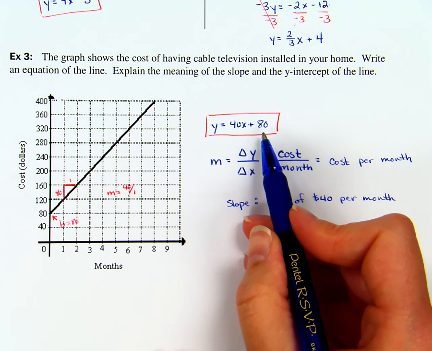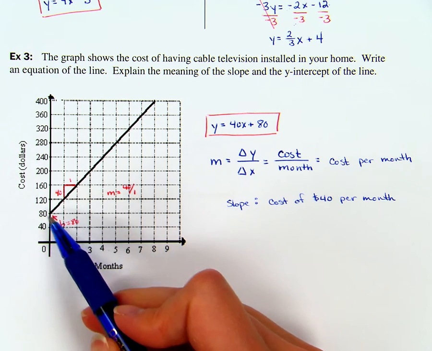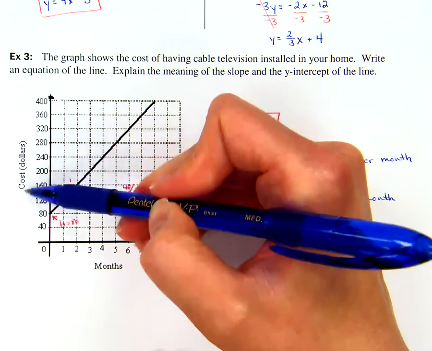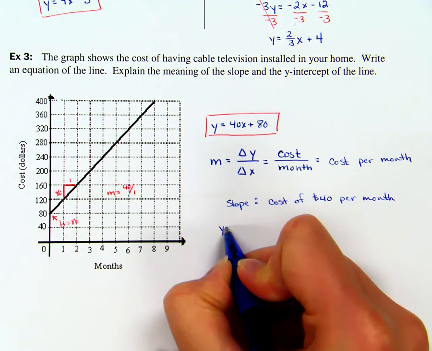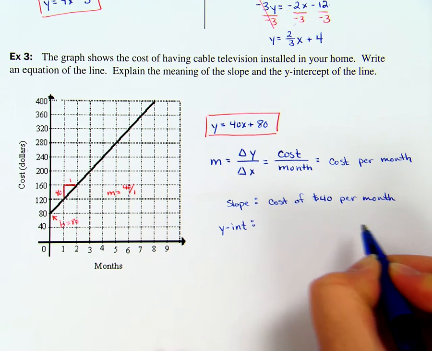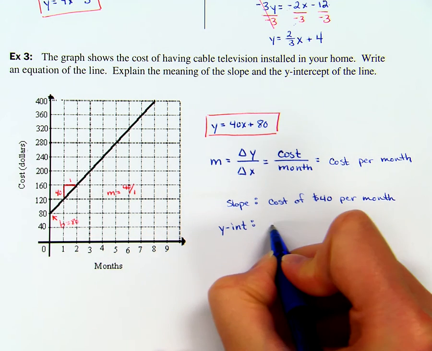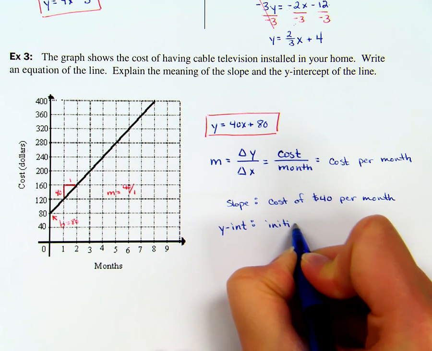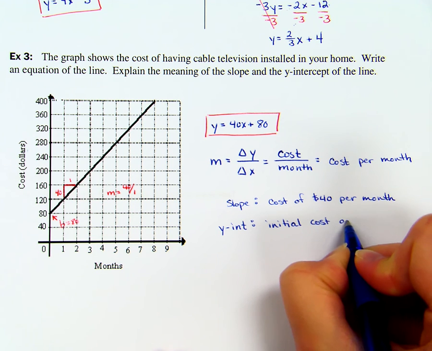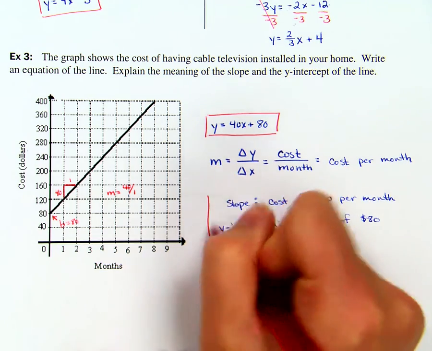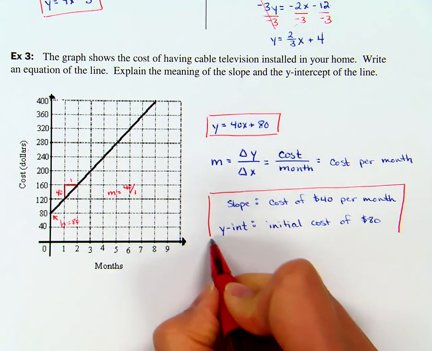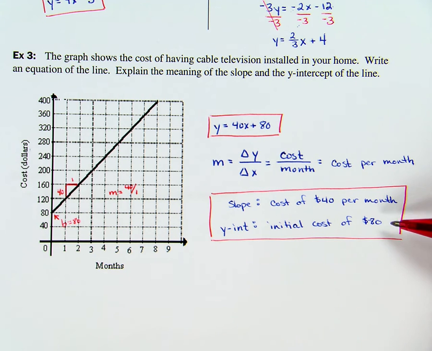Now the y-intercept, that b value of 80. Again, taking a look at our units here, it tells us that that 80 stands for cost in dollars. So our y-intercept tells us that we are starting at a cost of $80. So what this equation is telling us is that in order to get this cable television installed in our home, we've got to start with an initial fee of $80 and then pay an additional $40 per month afterward.